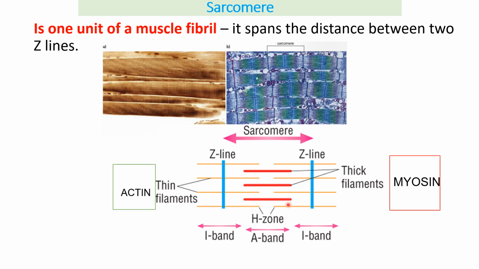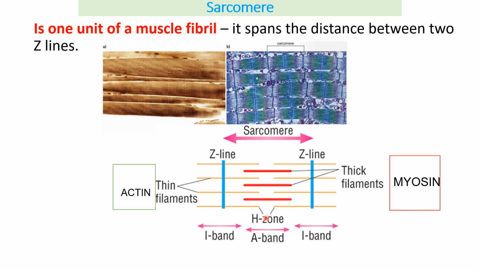There are a couple of different bands that you need to know. The Z line is the end of each sarcomere. You've got the I band, which is here, but also over here, and that is just where there is thin filament. Then you have the A band, which is the region where both the thick and thin filaments overlap. And then there is also the H zone, which is where there is just thick filament, which would only happen when the muscle is relaxed and not contracted.